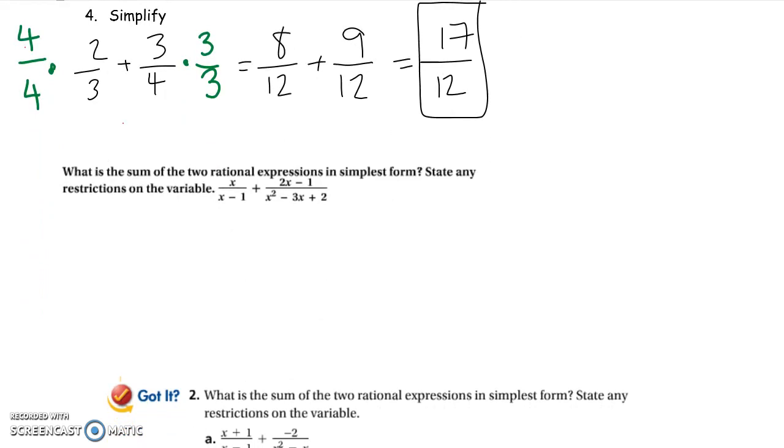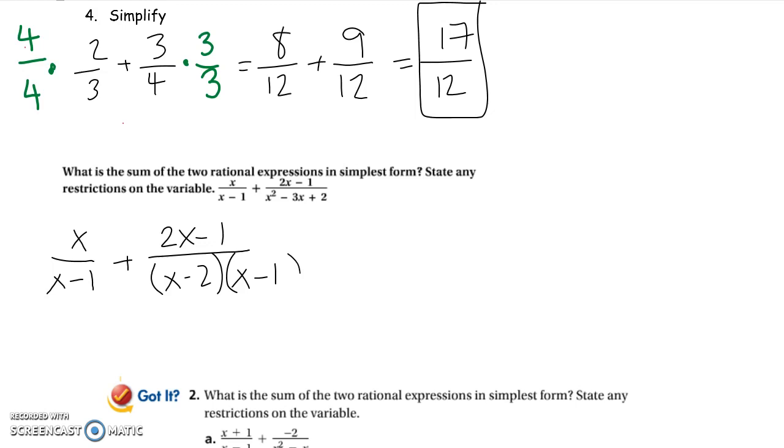Now we're going to practice adding two rational expressions using that same technique. So we need to factor both of those expressions. The first fraction is already fully factored: x over x minus 1 is as factored as we're going to get. And then plus, the second one factors as 2x minus 1 over x minus 2 times x minus 1.